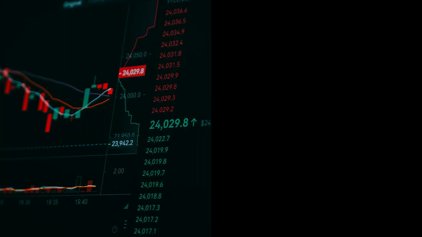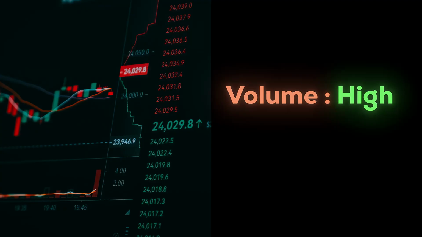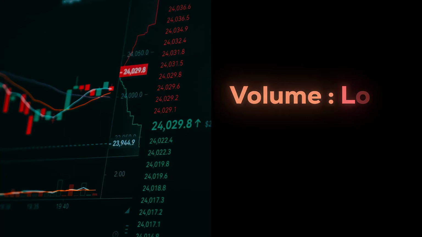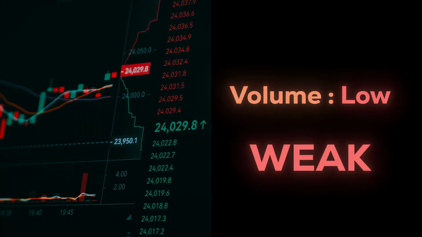If the price is moving upwards and the volume is high, then it means the move is strong. Whereas if the price is moving but the volume is low, then it means the move may be weak. Indicators like RSI, moving average, MACD, all these tools are used for confirmation. And remember one thing, indicators always lag behind price. So technical analysis is not just about prediction, it's a game of probabilities.